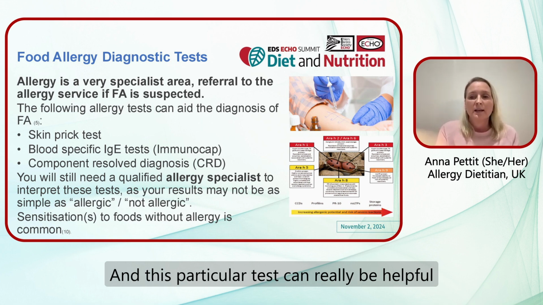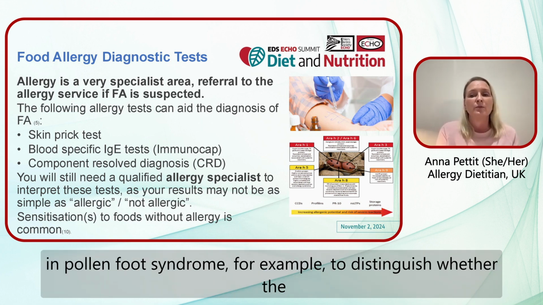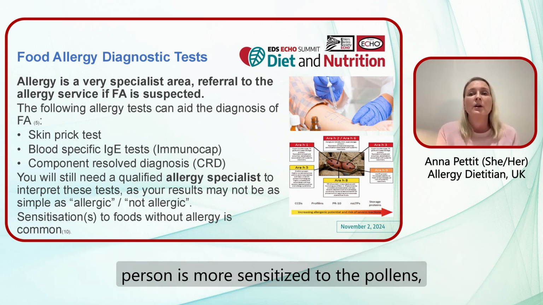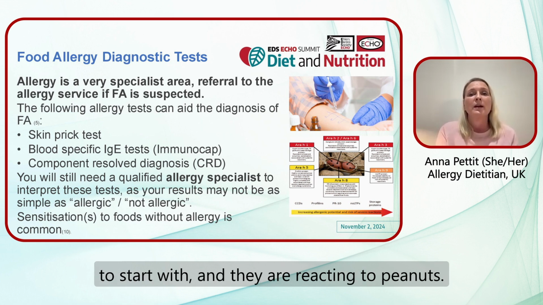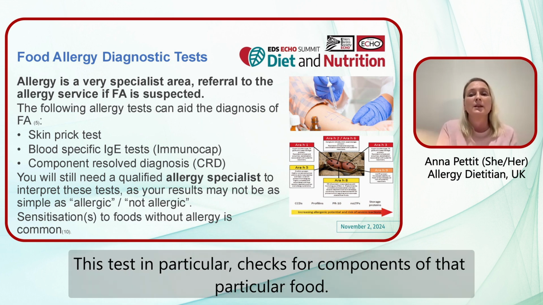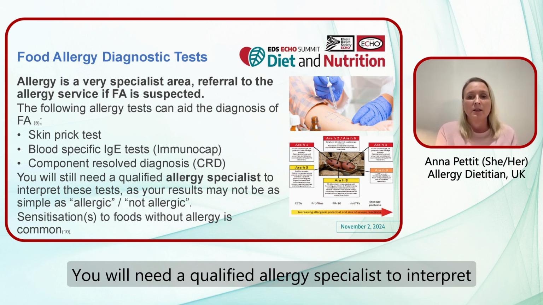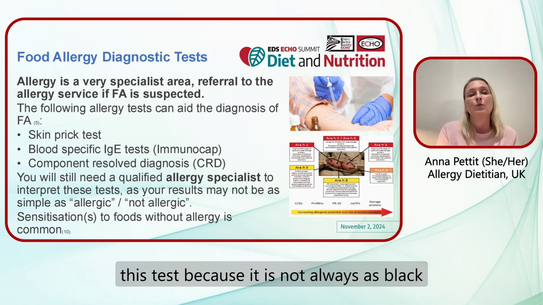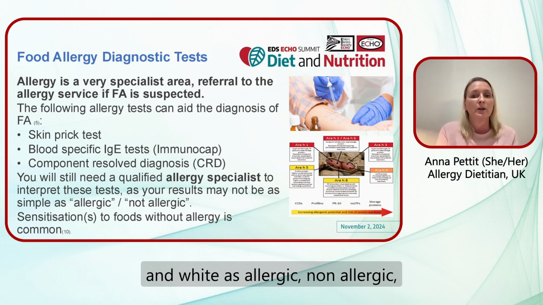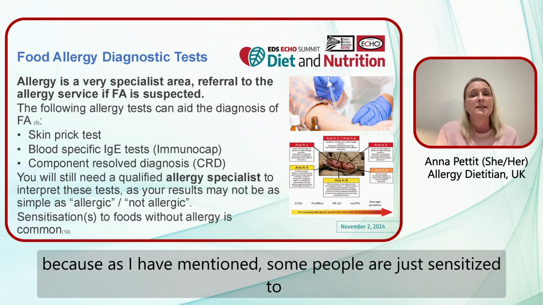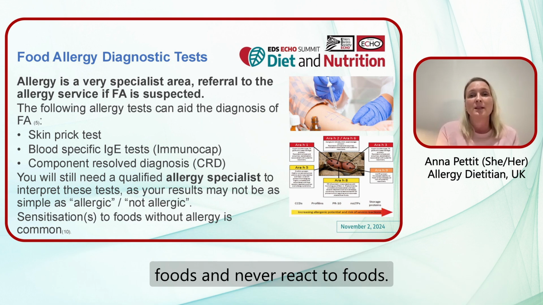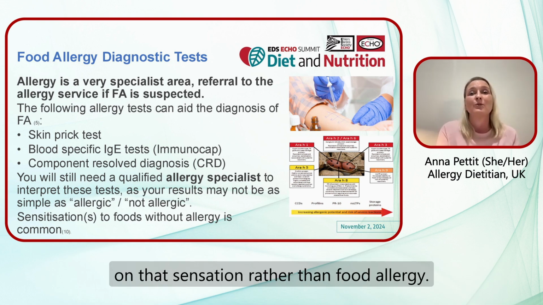And this particular test can really be helpful in pollen food syndrome, for example, to distinguish whether the person is more sensitized to the pollens to start with, and they're reacting to peanuts. So this test in particular checks for components of that particular food. You'll need a qualified allergy specialist to interpret this test because it's not always as black and white as allergic, non-allergic. Because as I've mentioned, some people are just sensitized to foods and never react to foods. So this test can actually pick up on that sensitization rather than food allergy.